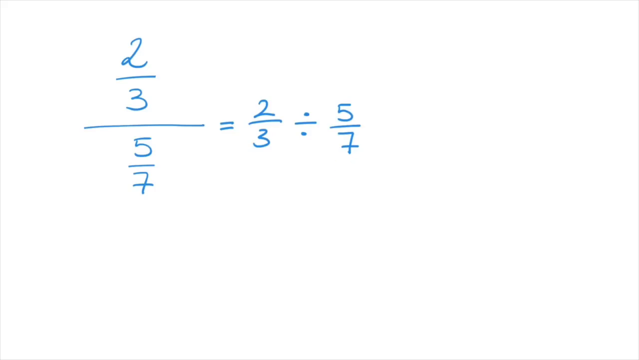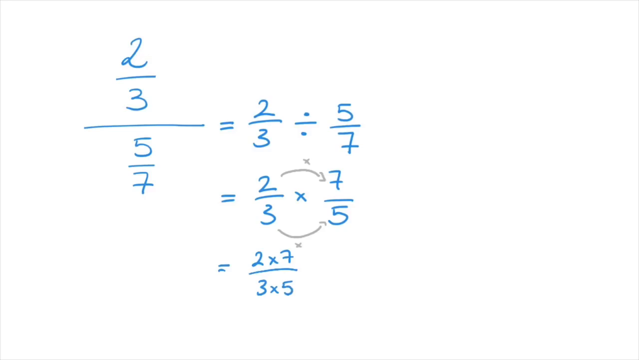And the trick for calculating this is to remember that dividing by 5 over 7 is the same thing as multiplying by the reciprocal of 5 over 7, which is 7 over 5. So we can write that this equals 2 over 3 times 7 over 5. We're now dealing with two fractions that are being multiplied. And to calculate this, all we have to do is multiply the two numerators together as well as the two denominators together. So this equals 2 times 7 over 3 times 5.